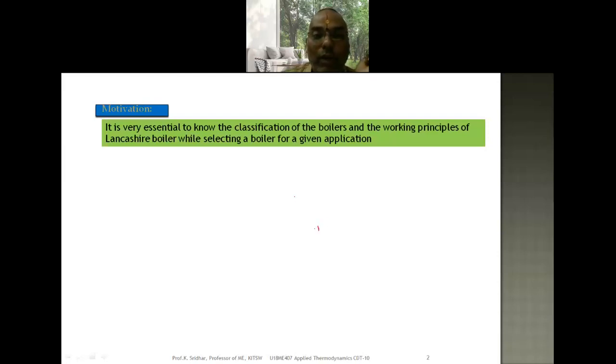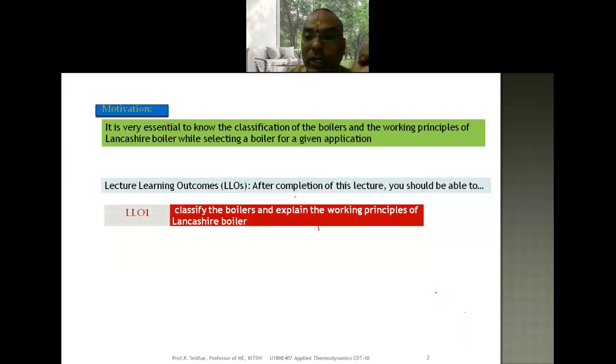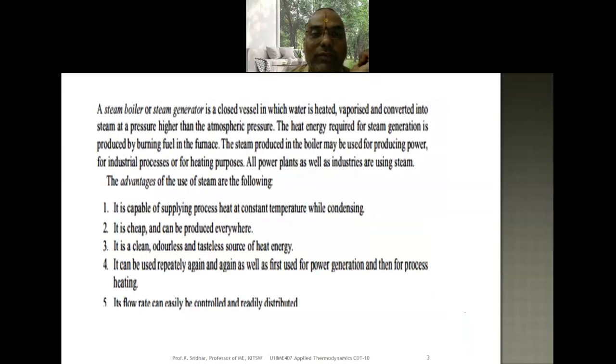And what is the outcome of today's class? After completion of this lecture, you should be able to classify boilers and explain the working principle of a Lancashire boiler. That is the outcome I am expecting from all of you after listening to today's class.